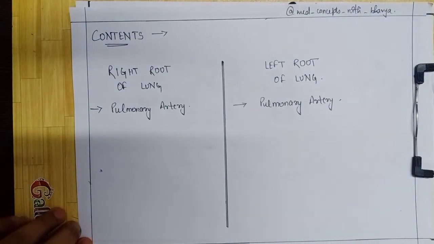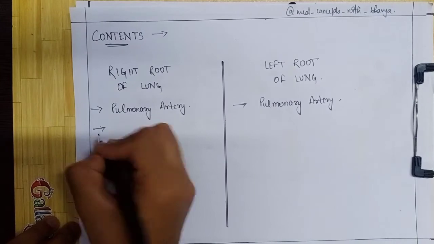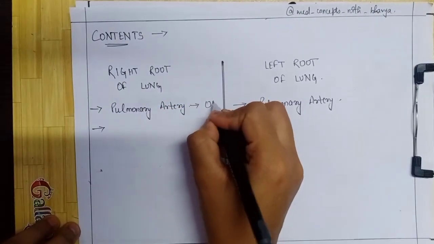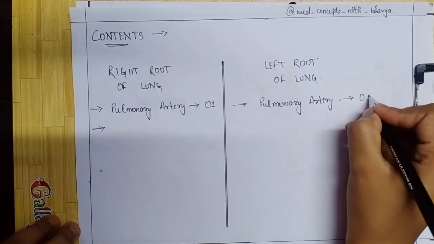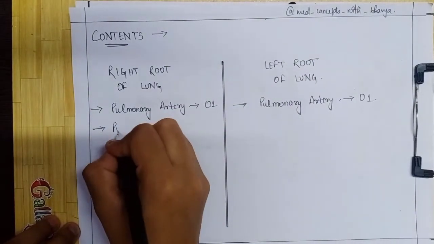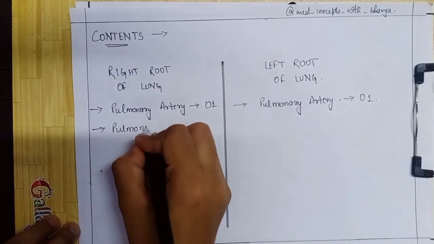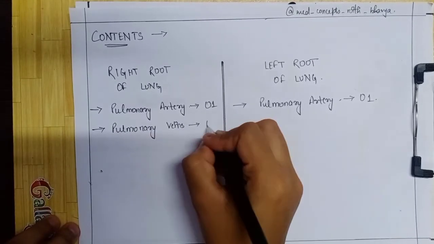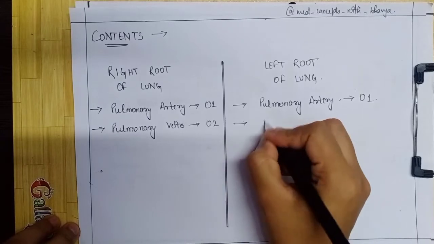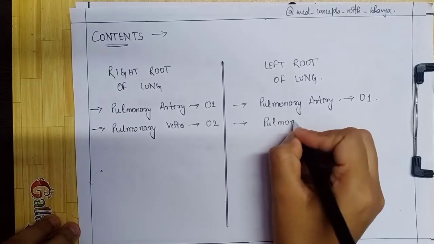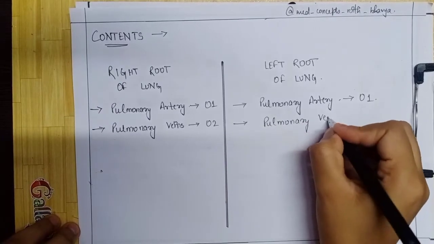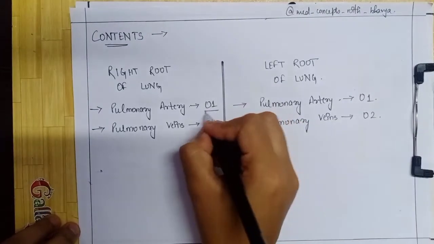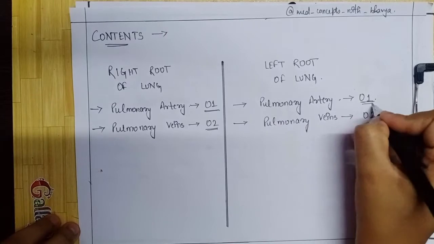Since we already talked about artery, definitely we will have veins, right? So we have two pulmonary veins. See, there is only one pulmonary artery on both sides. But when it comes to vein, we have two pulmonary veins on each side. So write it here like this: pulmonary veins, two on each side. So artery is one and vein is two on both the sides.